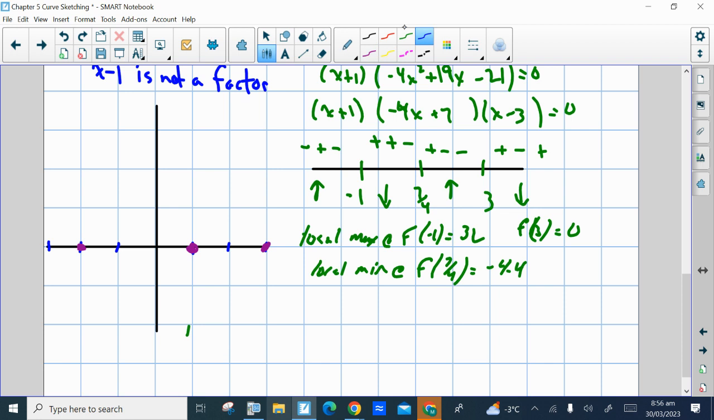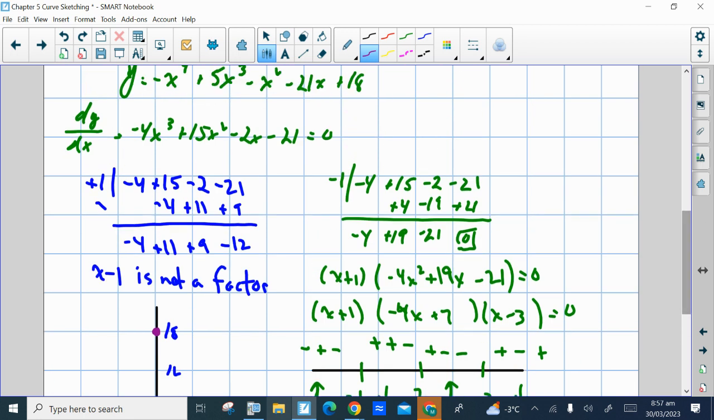So I need to change my scale here. Let's use a scale of 6. So that'll be negative 6, negative 12. And our y-intercept, again, is at positive 18. We have a maximum point at negative 1, 32, which is going to be quite high up here. So another one up will be 24. 32 will be approximately right there.